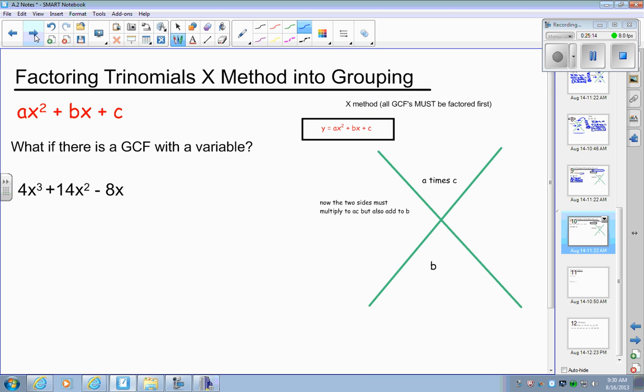Last one here, what if you have a GCF with your variable? Now this isn't a quadratic because you have that to the third power there. So everything we've been doing has been quadratics. Okay? If you have that third power there, you're probably going to notice all the terms have x's with them. You also have 4, 14, and 8. So there's a GCF with the variable, but also the number as well. So I'm going to pull a 2 out, and I'm also going to pull an x out.